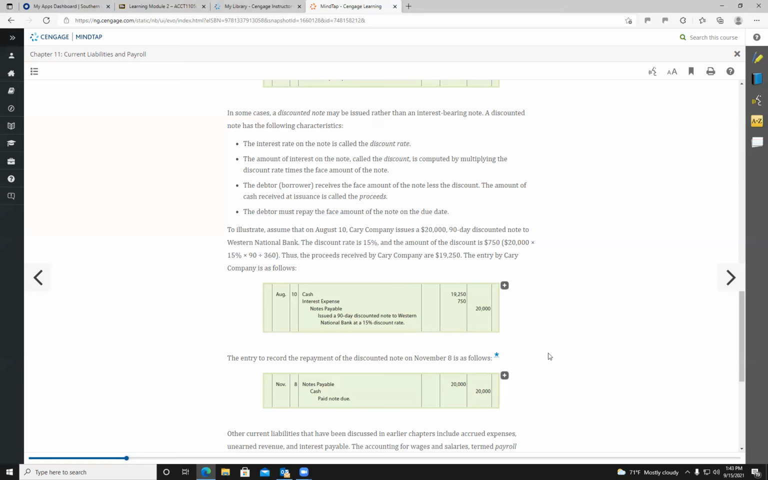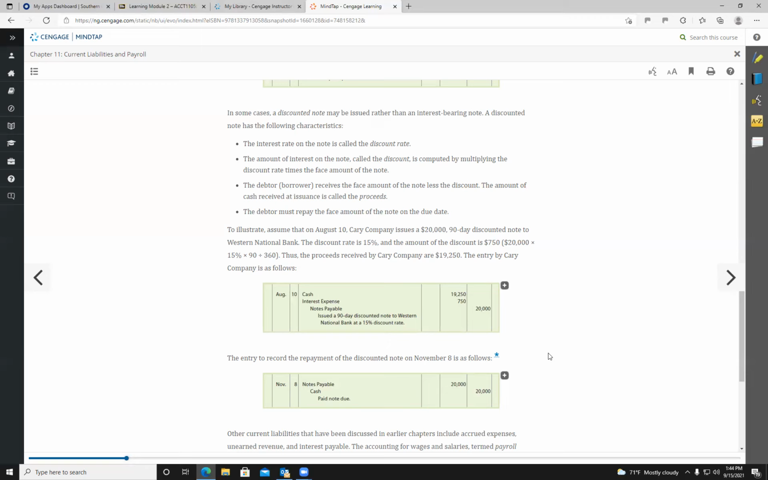So how that journal entry is recorded is you record the total amount of cash received. In this case, it was $19,250. You still record it as an interest expense of $750, and you record the notes payable at the total face value of the note, which was $20,000.